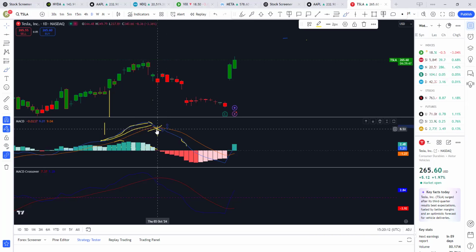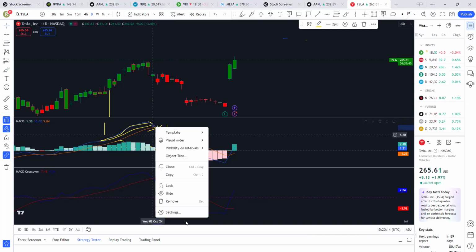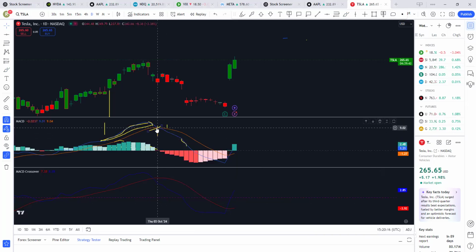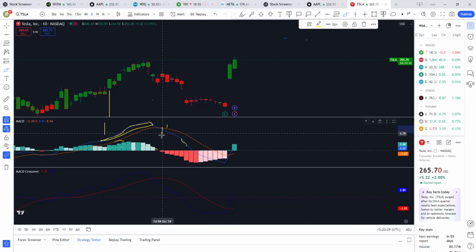Let me remove this so you can see it better. See? It's already moving above now. You see the red line here, the red line is moving above. The red line here, which is the orange line. Because this one, the momentum is shown by the colors getting light.